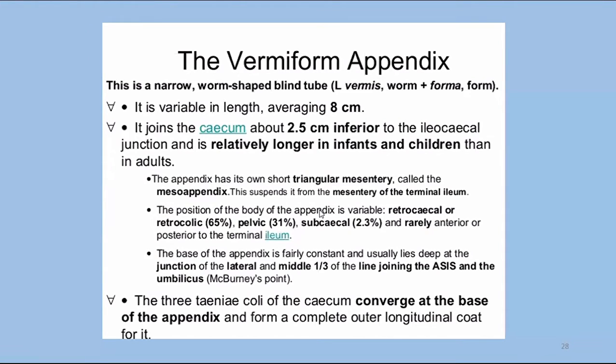But the base of the appendix is fairly constant. It usually lies deep at the junction of the lateral and middle third of the line joining the ASIS and the umbilicus. We will discuss this McBurney's point in the next slide. Now the three taenia coli of the cecum converge at its base and form a complete outer longitudinal coat for it. So this statement is actually important during surgeries.